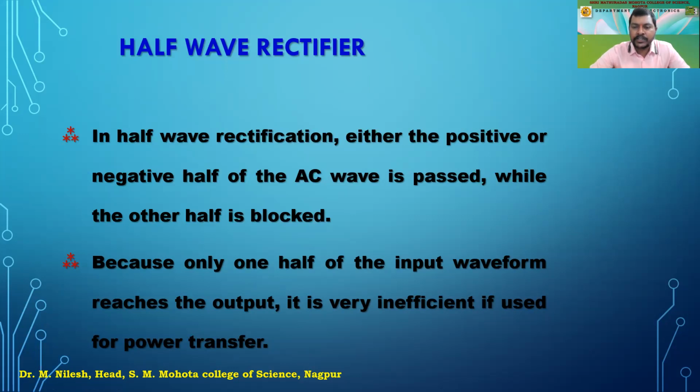It is very inefficient if used for power transfer, right? As you can see, if only half of the wave is used, the other half which is blocked is wasted. So the energy is lost there, and that is why the half wave rectifier is inefficient when we use it for power transfer. Maximum power is not being transferred, right? So this is the half wave rectifier.